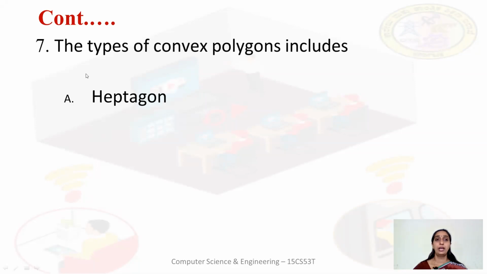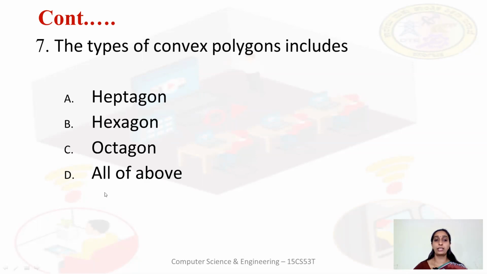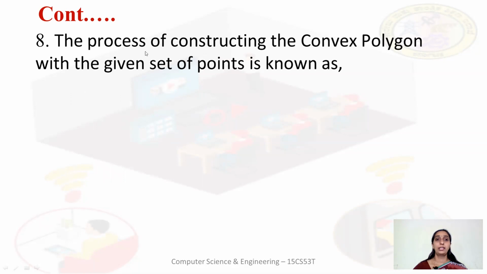Next question. Type of convex polygon includes heptagon, hexagon, octagon, or all of the above. Okay, your convex polygon, so whether it is a heptagon, hexagon, or an octagon, or all of the above. Yes, exactly, all of the above. It can be any of them. Okay.